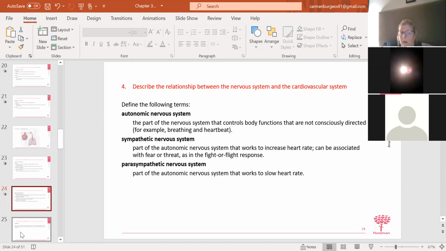The autonomic ones are ones that you can't control. Breathing, heart rate, or heartbeat. You can't control those. And just think about autopilot. Like the person is not in control. So your autonomic nervous system is happening without you controlling it.